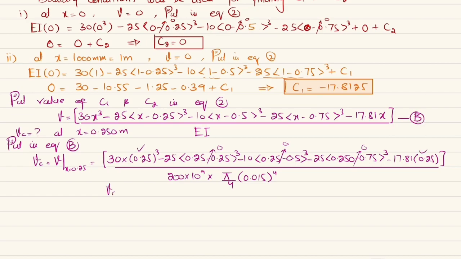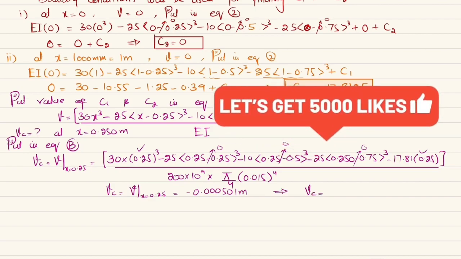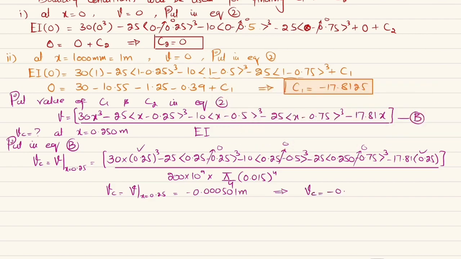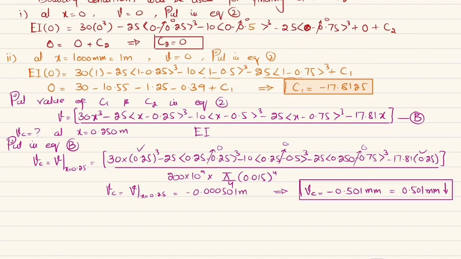And when you divide it, you will get VC, that is V at x is equal to 0.25, will be equal to minus 0.000501 meter. Or you can say that deflection at pulley C will be minus 0.501 millimeter, and the deflection being negative means deflection is downward. So this is deflection at point C.